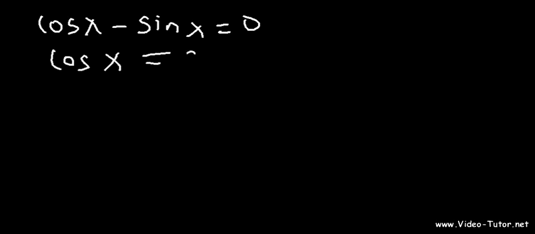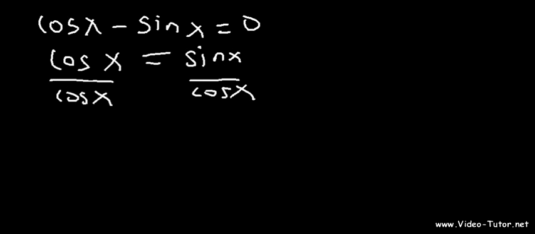Cosine x minus sine x is equal to 0. So what do you think we should do for this one? Let's add sine x to both sides. If we do so, cosine is going to equal sine x. And then after that, let's divide both sides by cosine x. So cosine over cosine, that cancels to 1, and sine over cosine is tangent. So therefore, tangent x is equal to 1.